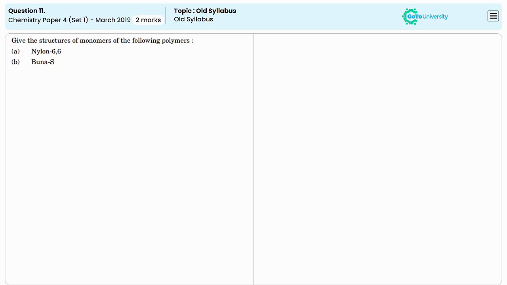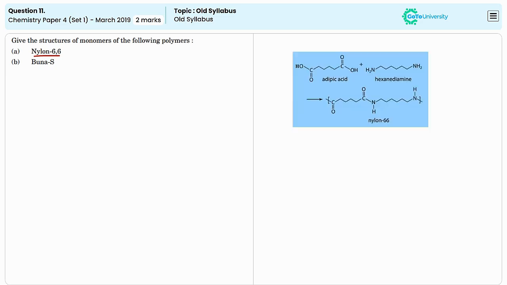Here the question is to predict the monomers of the given polymers. First one is nylon 66. This is a type of polyamide and is made from two monomers. The monomers are hexamethylene diamine and adipic acid.